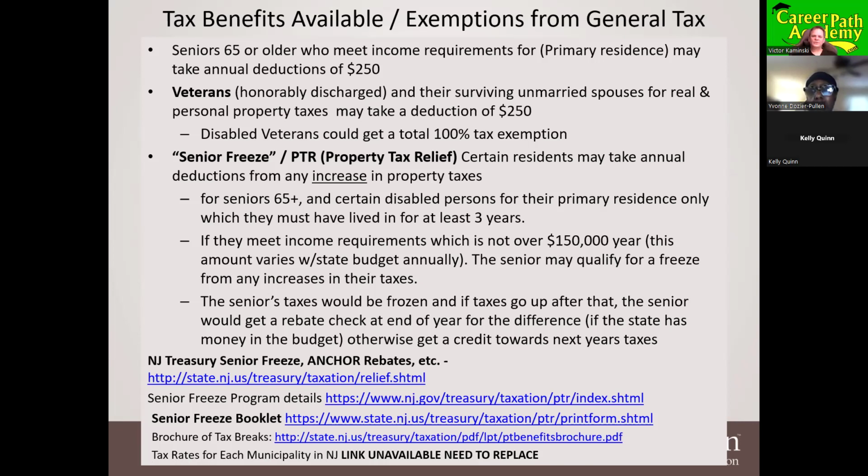So for seniors who are 65 years of age or older and certain disabled persons, for their primary residence only, not investment properties or vacation homes, and they live there for at least 3 years, they could qualify for this property tax freeze. It's actually called the PTR program.